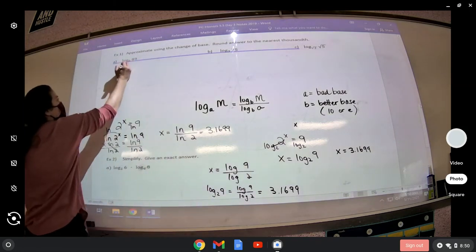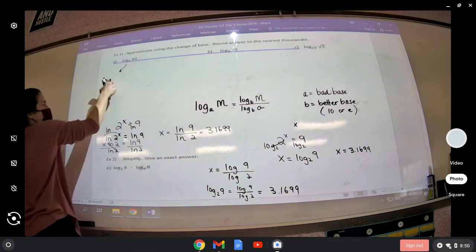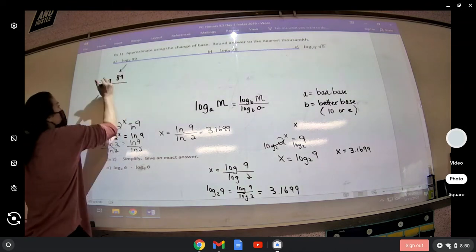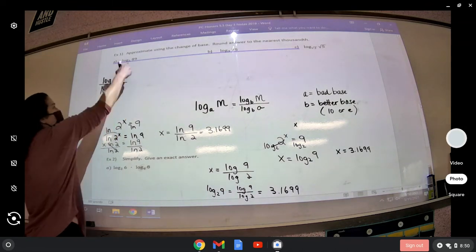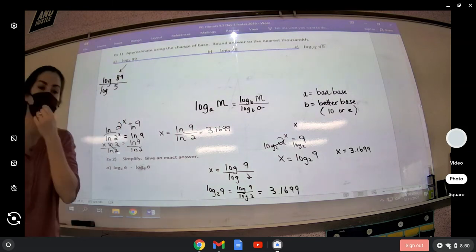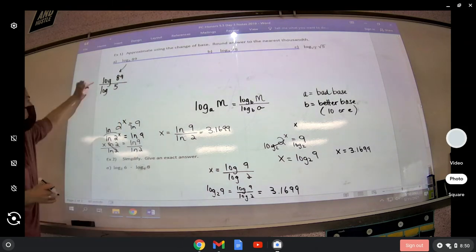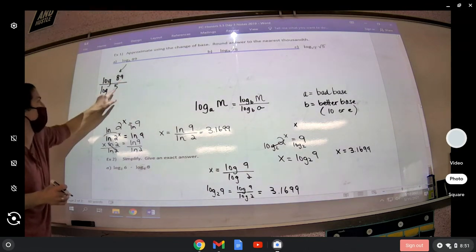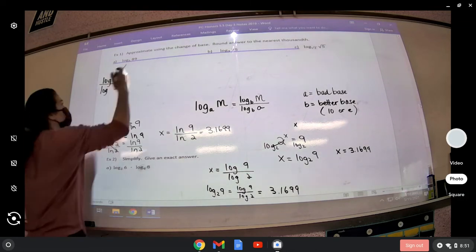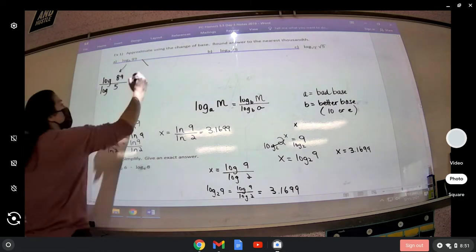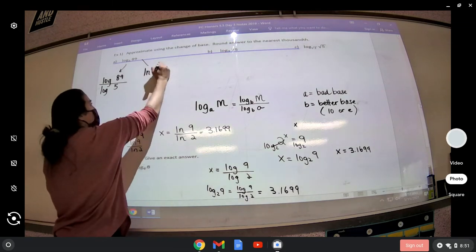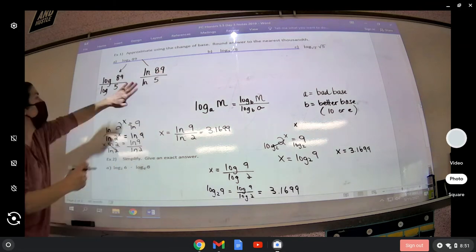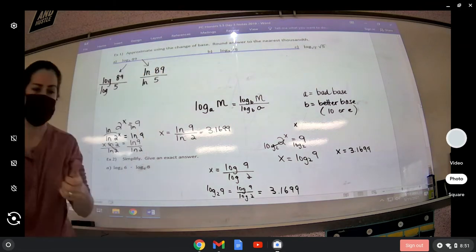It becomes the log with better base 10 of 89 divided by the log with better base 10 of your old base 5. That's what the change of base formula says. Or you could have gone natural log: the natural log of 89 divided by the natural log of your old base 5. Either one is going to get you the exact same answer.